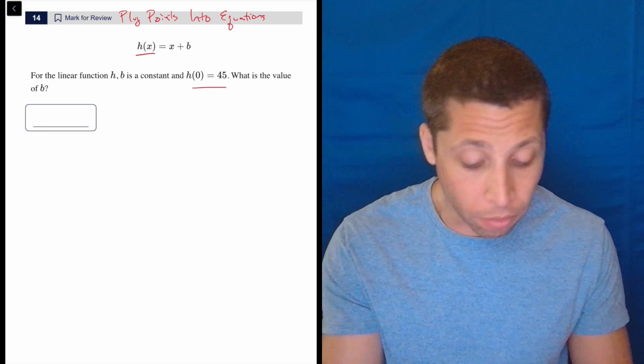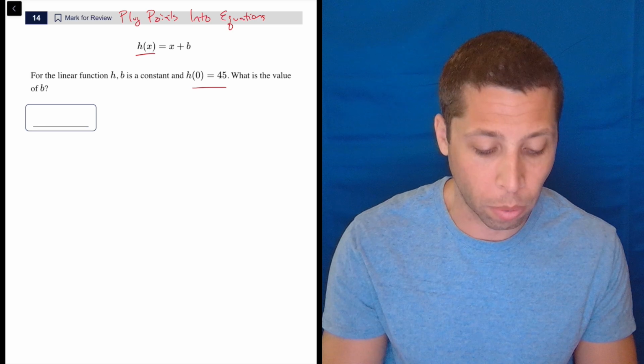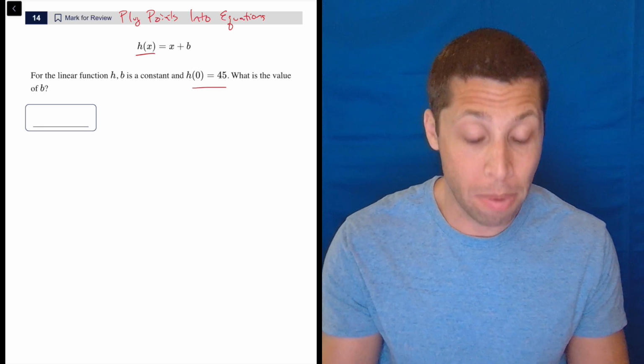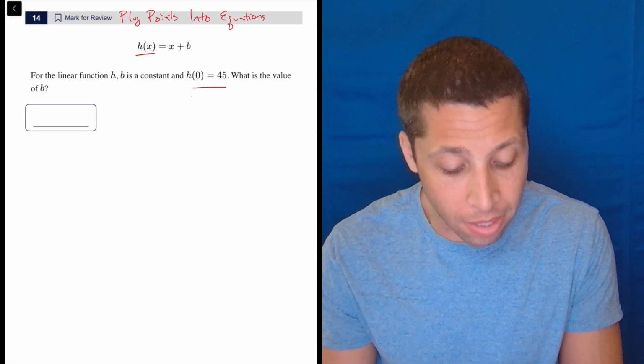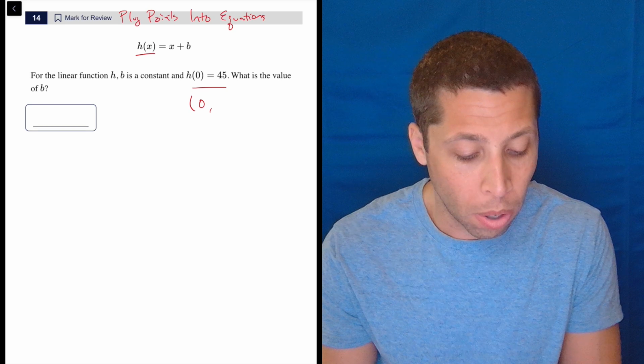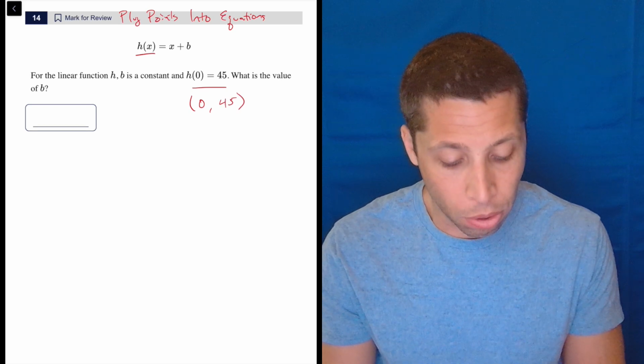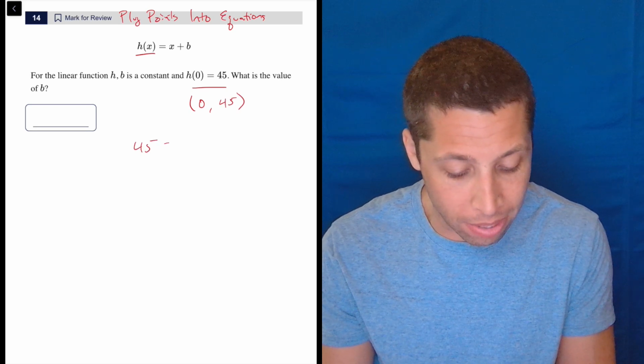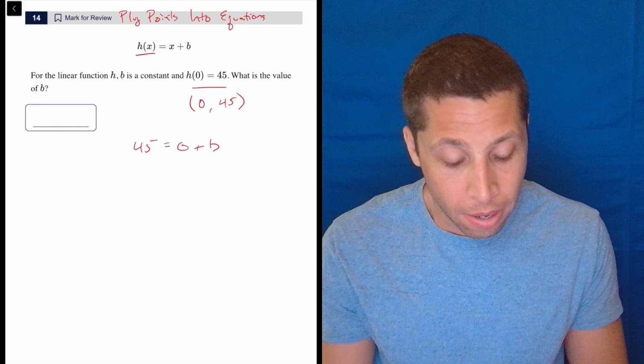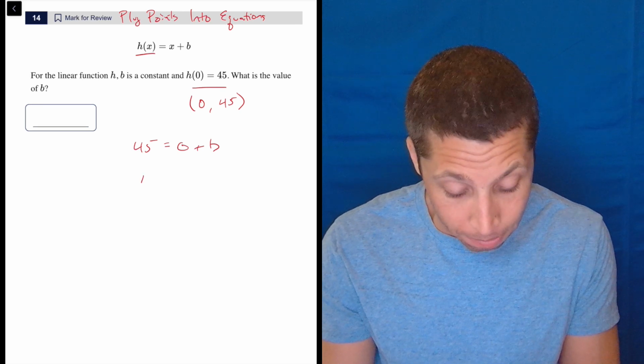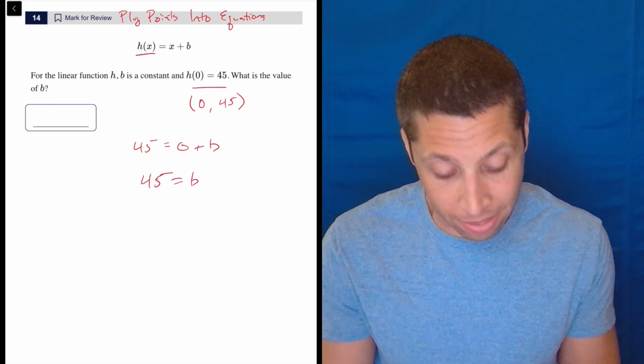So they say here, for the linear function h, b is a constant, h of 0 equals 45. What is the value of b? So what this really means is this is the point, x being 0, y being 45. So let's just plug it in. 45 is equal to 0 plus b. Well, 0 plus b is just b. So that's it. b is 45.